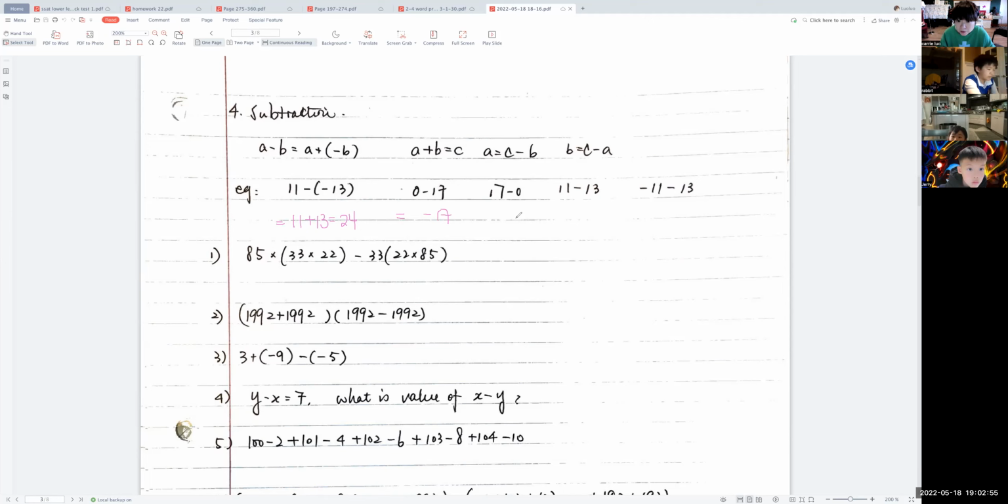And Oliver, so 17 minus 0 and 11 minus 13 equals what? 17 minus 0 is 17, and 11 minus 13 is negative 2. Very good. Last one, Rabbit. Negative 11 minus negative 13. Negative 24. Okay, very good.